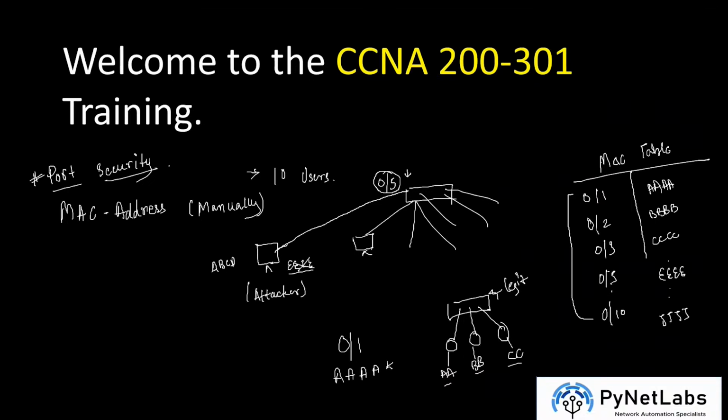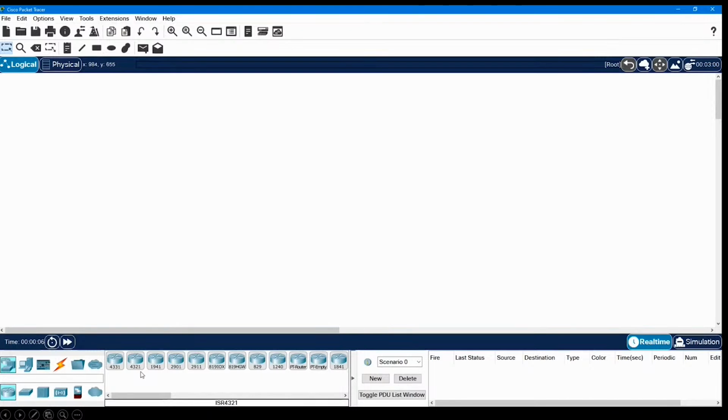Now we will use Packet Tracer and try to configure port security on a topology with a switch and some end devices. Let's understand what commands are used to configure port security on a network. So here we have Packet Tracer with us, and we will quickly place a switch and a couple of end devices.